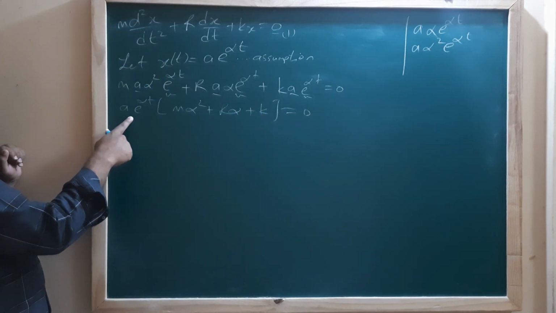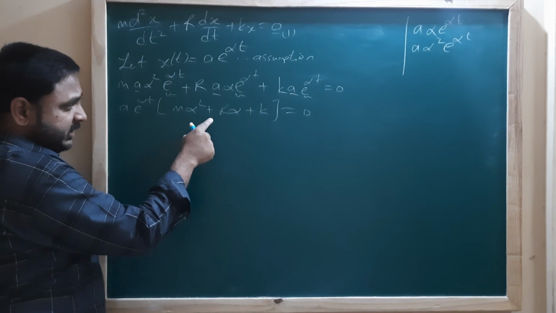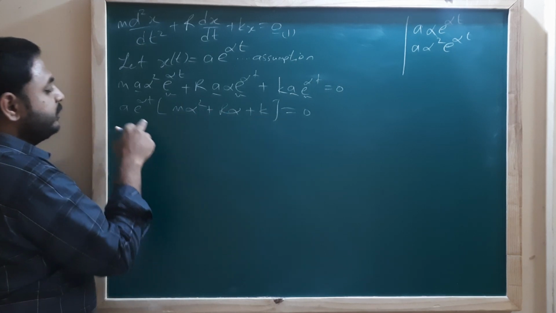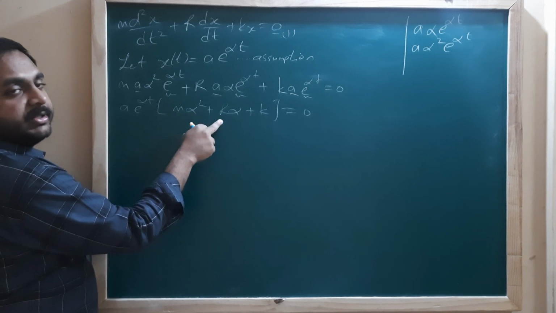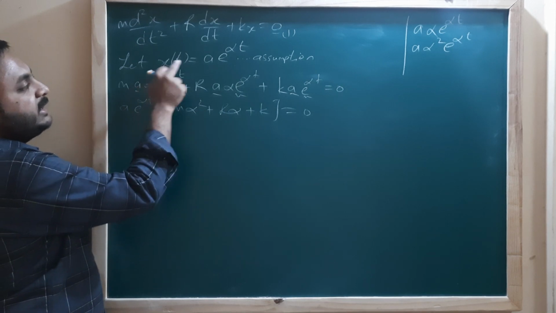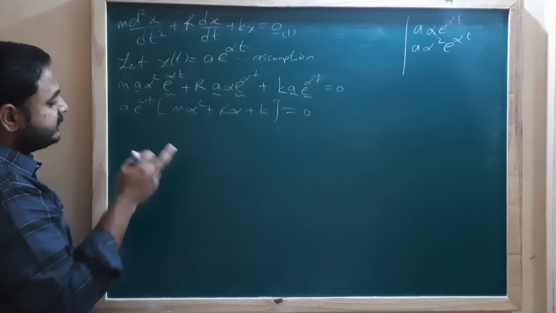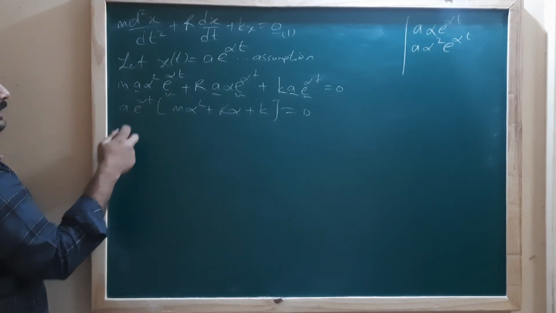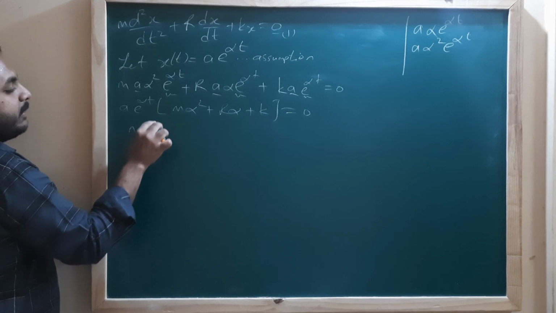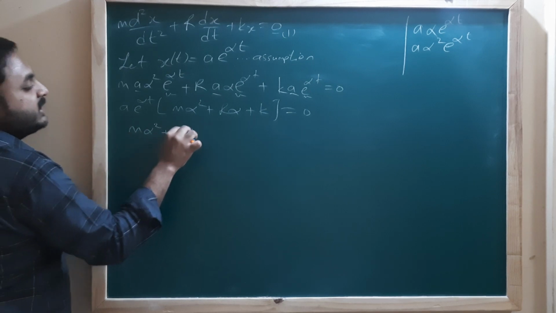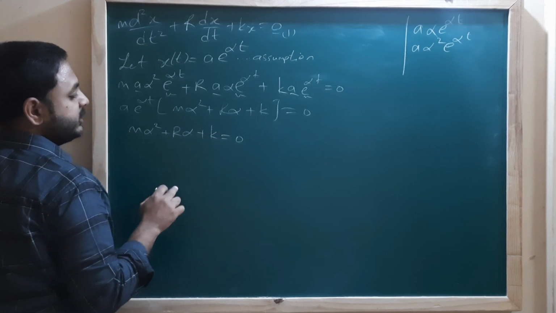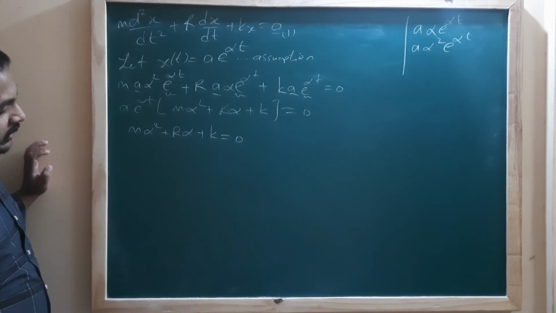Either this is equal to 0 or this term should be equal to 0, because you have a product of two things equal to 0. This cannot be 0 because that is your solution. Then it doesn't make any sense. So obviously this bracket entirely has to be 0. So m alpha square plus r into alpha plus k is equal to 0. This is what we have got.